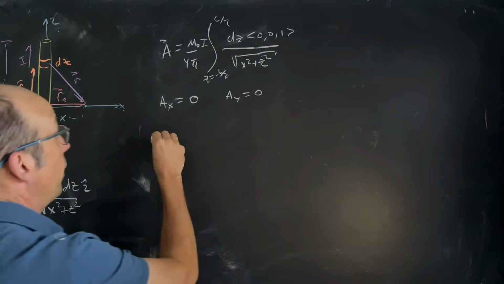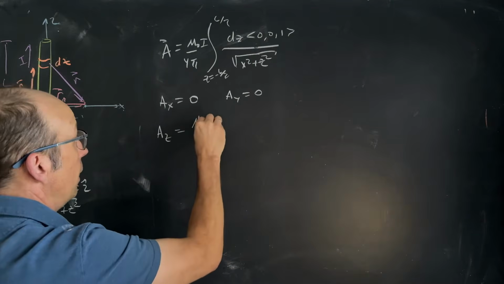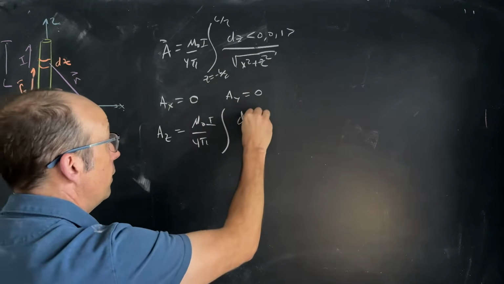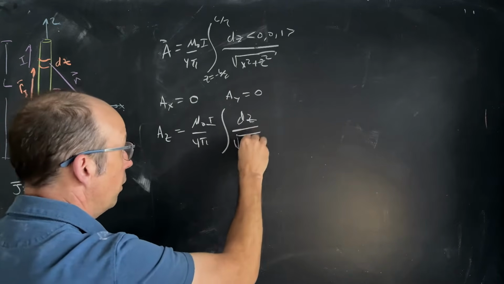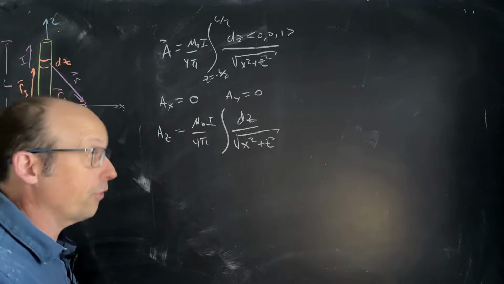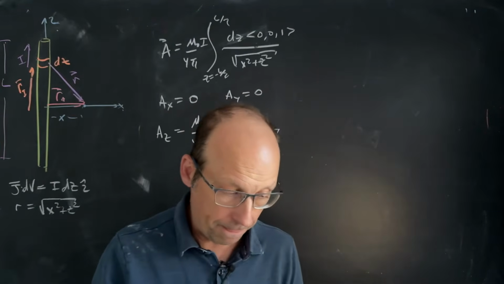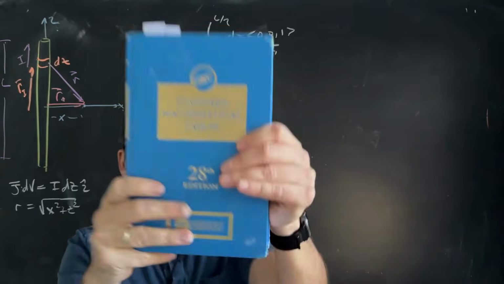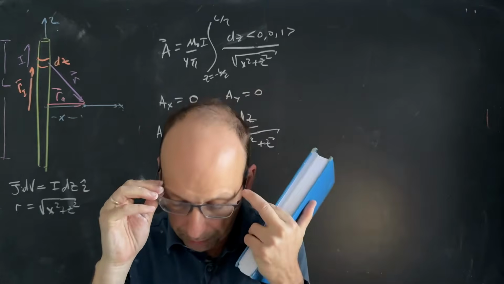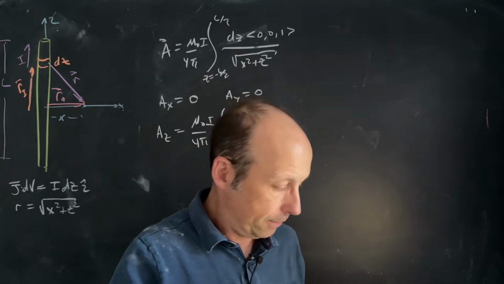Okay, so now we can write our expression for Az, mu naught I over 4 pi, the integral of dz over the square root of x squared plus z squared. Now, that's actually not a trivial integral, so I just am going to look it up in my handy dandy book. You know, this course, how many times have I looked up integrals? It's usually the same one, but this one's actually different. I bookmarked this one because I knew I'd forget it.